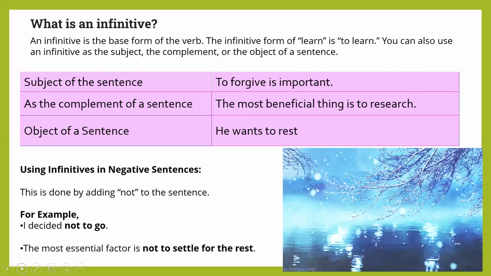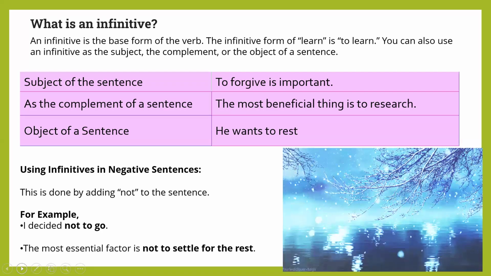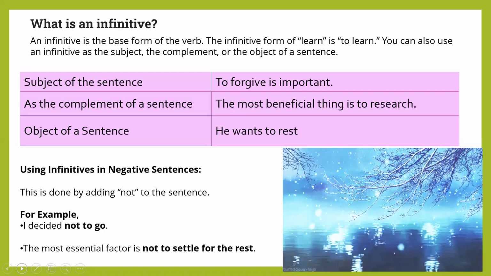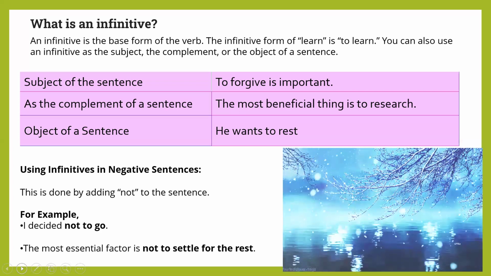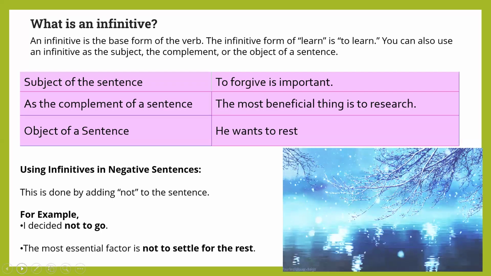Now, as the complement of a sentence: the most beneficial thing is to research. So "to research" is the complement of a sentence. Object of a sentence: he wants to rest. "To rest" is the object of a sentence. Subject, verb, and then "wants" is the verb, and "to rest" is the object of the sentence.